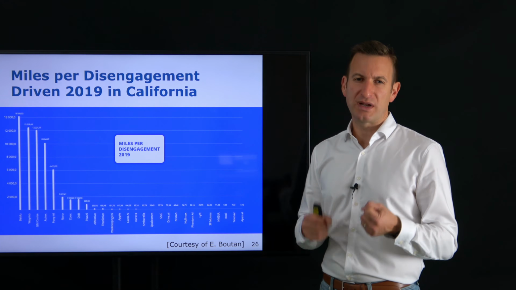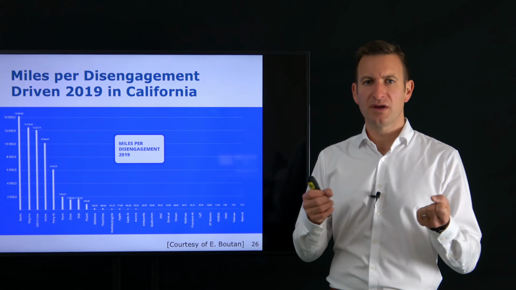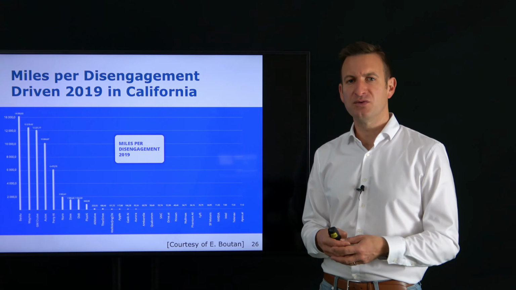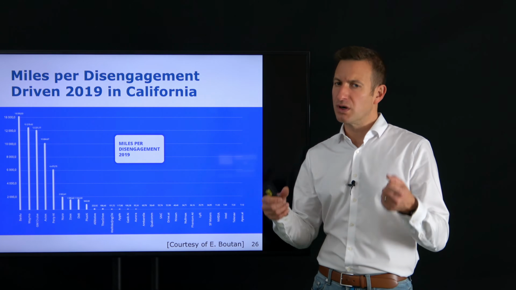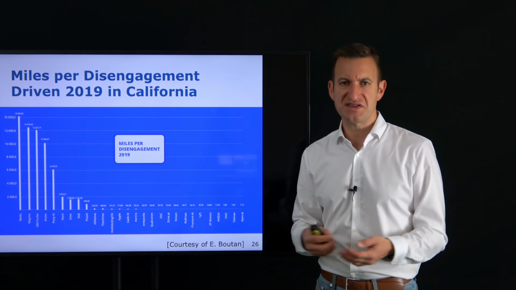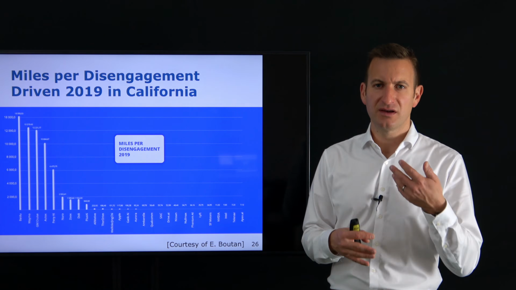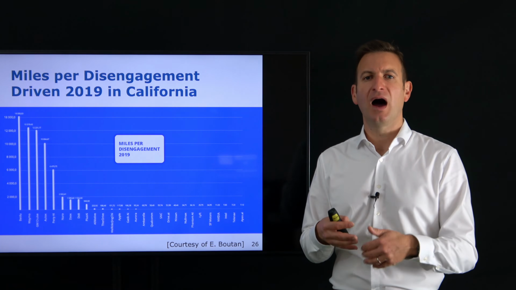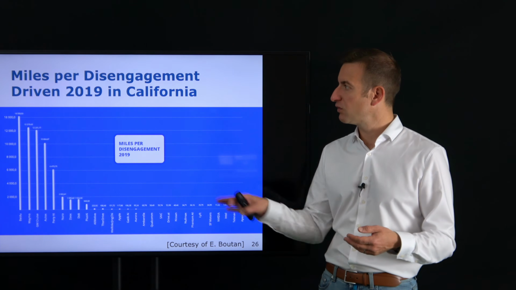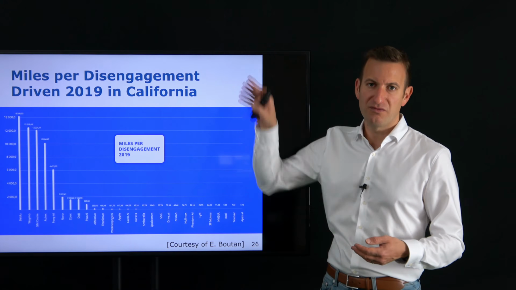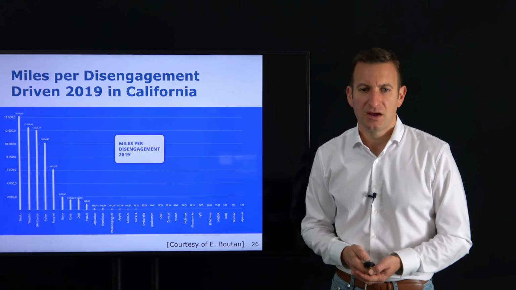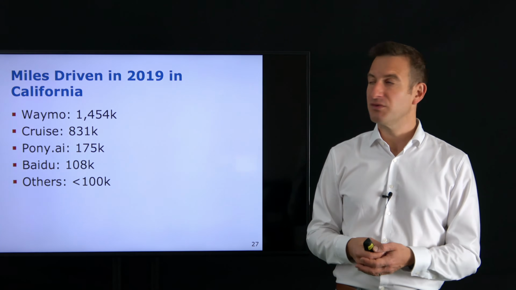So again, a disengagement is whenever a human takes over the control. Either they step on the brake because the car does a dangerous maneuver, or make a steering command, or abort the autonomy for whatever reason. This miles per disengagement gives you an idea how long a car can drive on average before a human needs to take over control. And of course, we want to bring that up to very, very high values if we want to achieve level 5 autonomy.